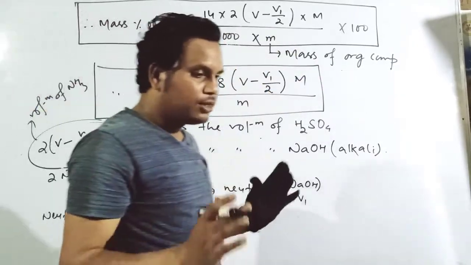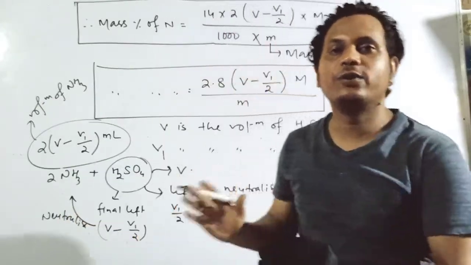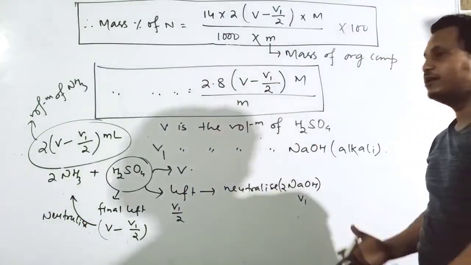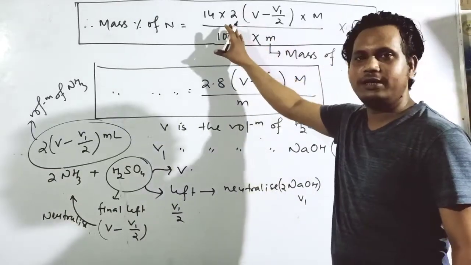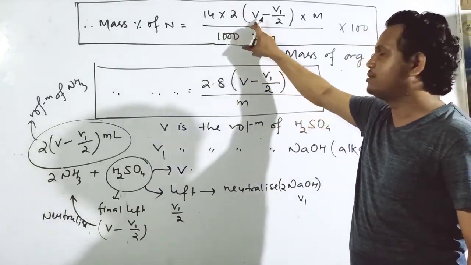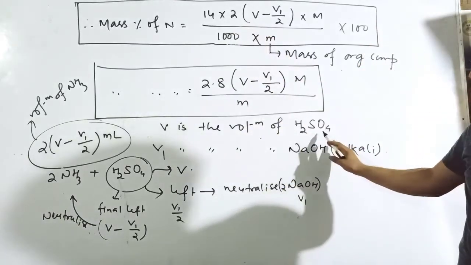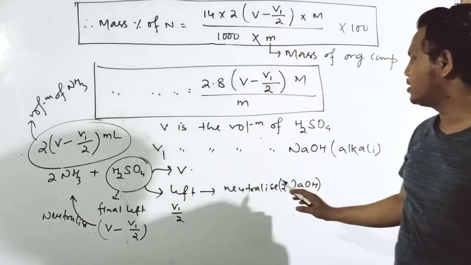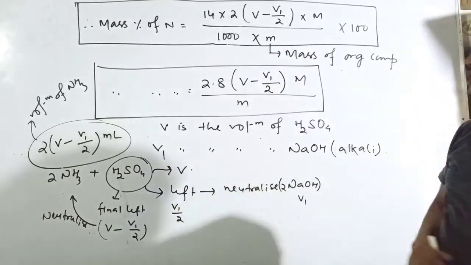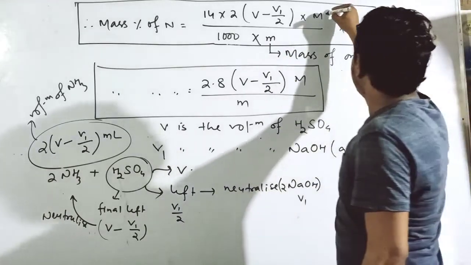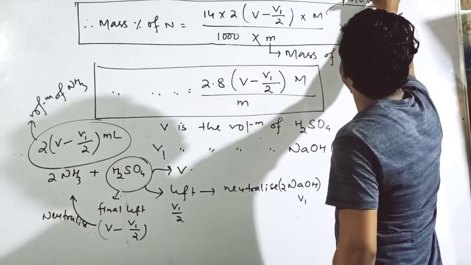Now, if the theory part is clear, then only can we proceed to the numerical part. So remember the formula: 14 into 2, where V is the volume of sulfuric acid used, V1 is the volume of NaOH, M is the molarity, and M is the organic compound mass.